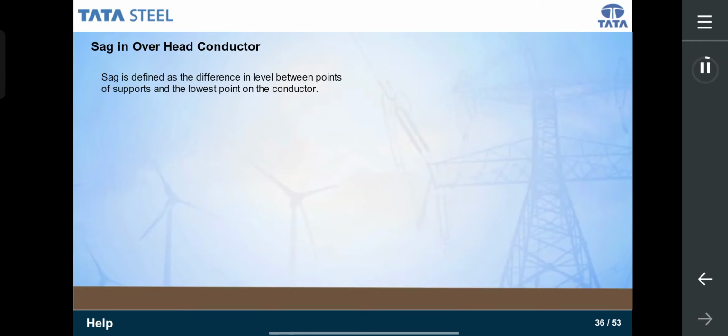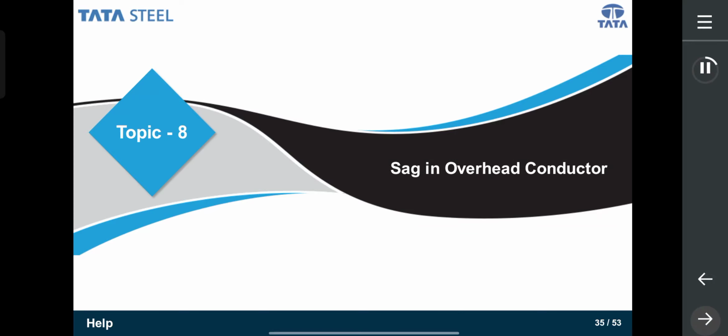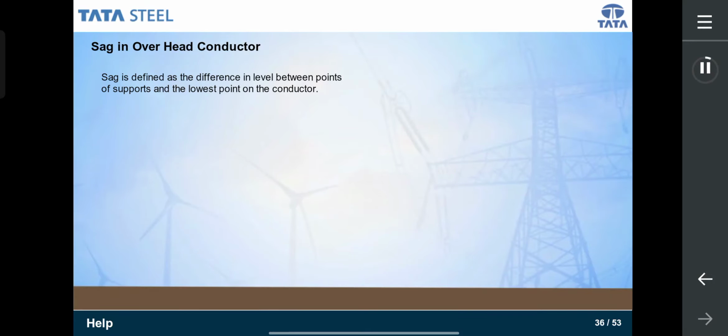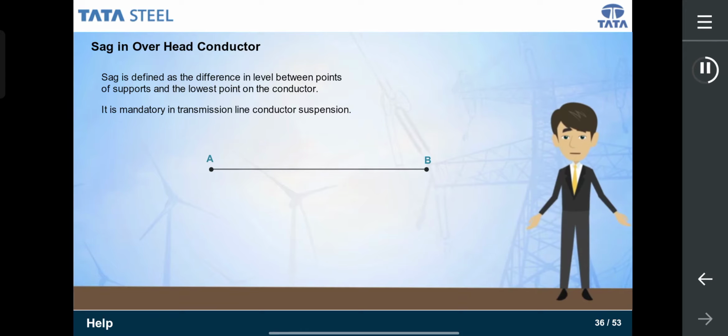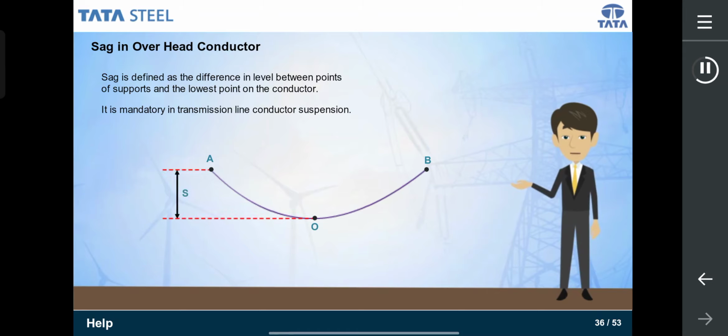Sag is defined as the difference in level between points of supports and the lowest point on the conductor. Sag is mandatory in transmission line conductor suspension. If the conductor is stretched fully during installation, wind exerts pressure on the conductor. Hence, the conductor gets a chance to be broken or detached from its end support. Thus, sag is allowed during conductor suspension.